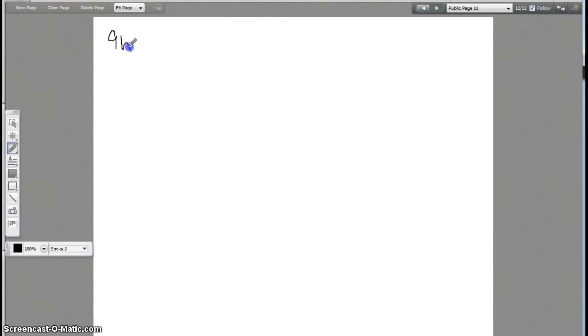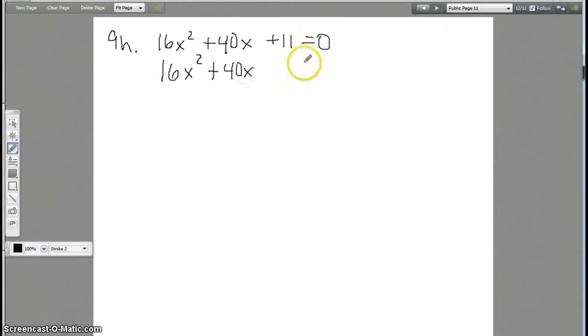Let's look at 9H. 9H says 16x squared plus 40x plus 11 equals 0. So in order to do completing the square, I need to have only x terms on the left side. So I'm going to subtract 11 from both sides so that I have only x terms on the left side. So when I do that, I'll have 16x squared plus 40x equals negative 11.